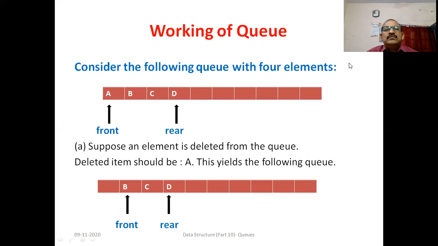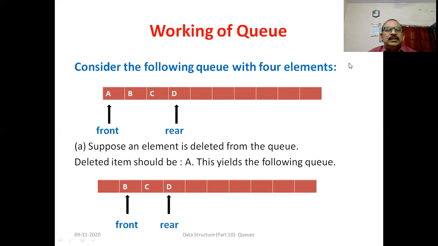Let us understand the working of a queue with an example. Let us take a queue that contains 4 elements A, B, C, D. As we know, the addition operation is performed at the rear end and the deletion operation is performed at the front end. To perform these two operations, we have to maintain 2 pointers, front and rear.